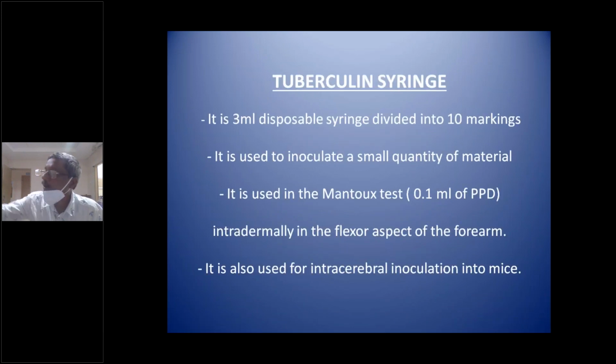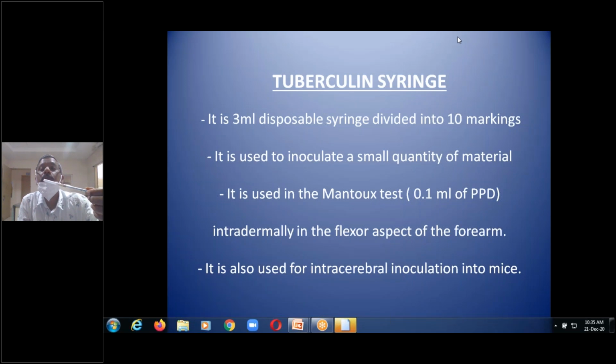the first spotter is the tuberculin syringe. See, this is a tuberculin syringe. What is the importance of this tuberculin syringe? It appears like an insulin syringe. There are about 10 markings here. This is about a 3 ml disposable syringe. It is used to inoculate a small quantity of some microbe, particularly the tuberculin.